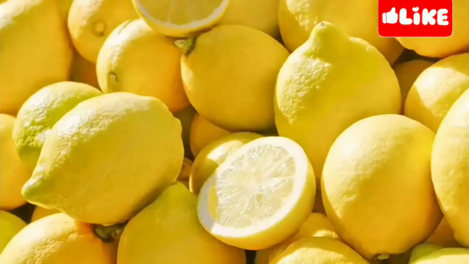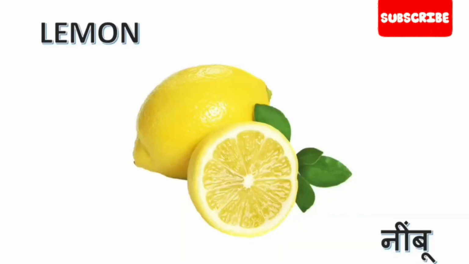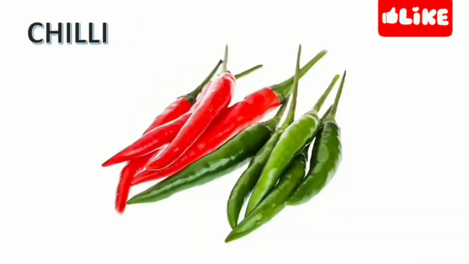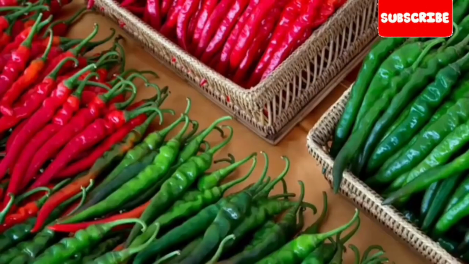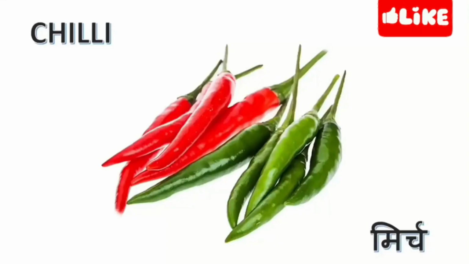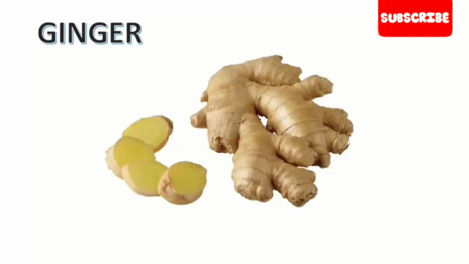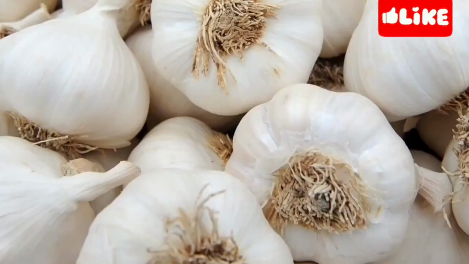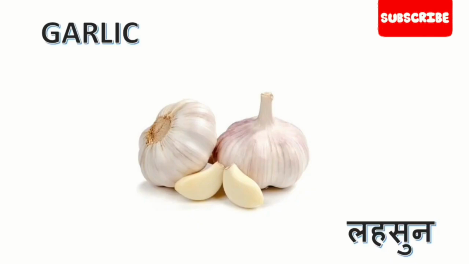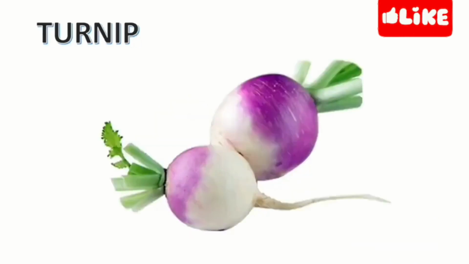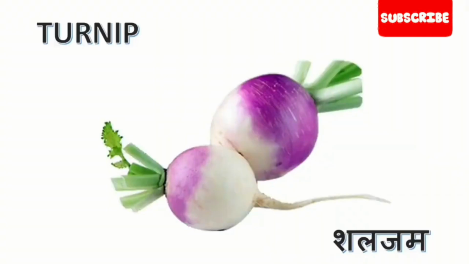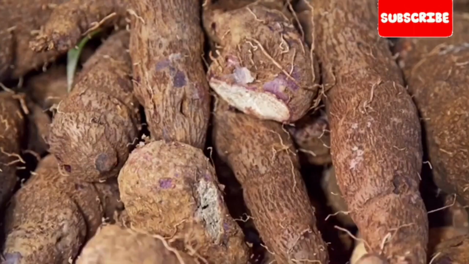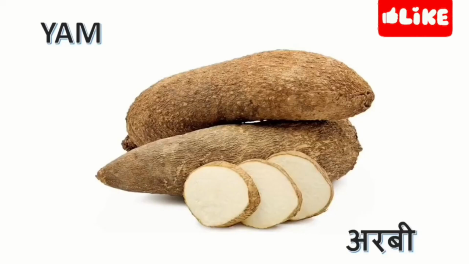Lemon means nimbu. Chili means mirch. Ginger means adrak. Garlic means lehsun. Turnip means shalgam. Yam means arbi.